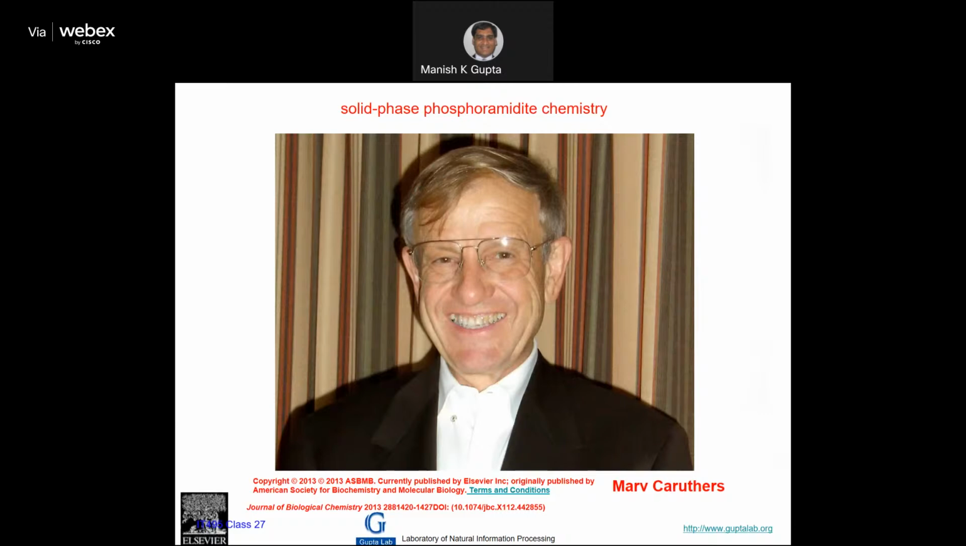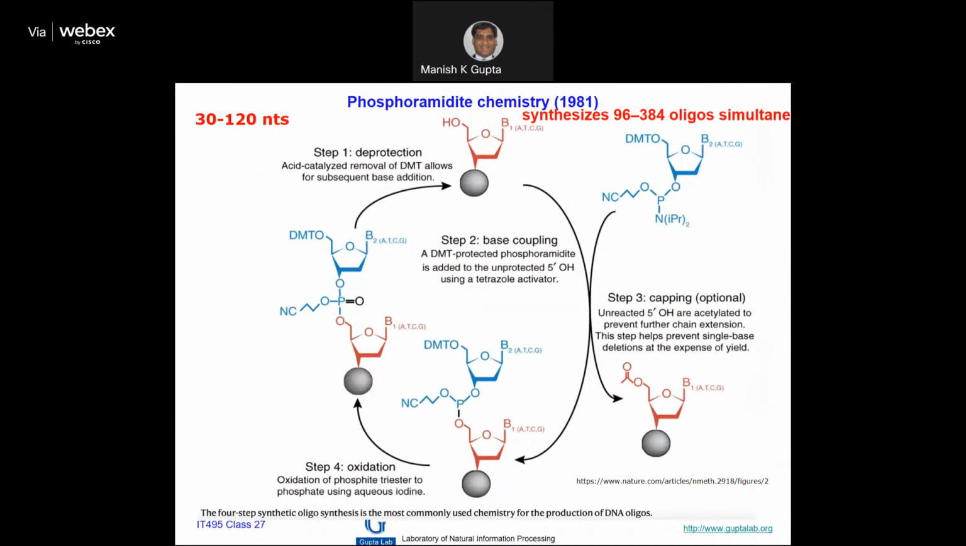So here is this chemistry. There are 4 cycles. This technology produces 30 to 120 nucleotides. So you can synthesize 30 to 120 bases of ACGT, and it synthesizes 96 to 384 oligos simultaneously. How we do this, what is DMTO, what the B stands for, bases ACGT. We can go into chemistry, but I'm not going into chemistry. If you have interest in chemistry, and I'm sure you will, because chemistry is all computer science, there are multiple videos available where you can see all the detailed chemistry behind this process. I'm not going into the detail, but at least I'm telling you, it's a 4-step process for doing this chemical synthesis of DNA.